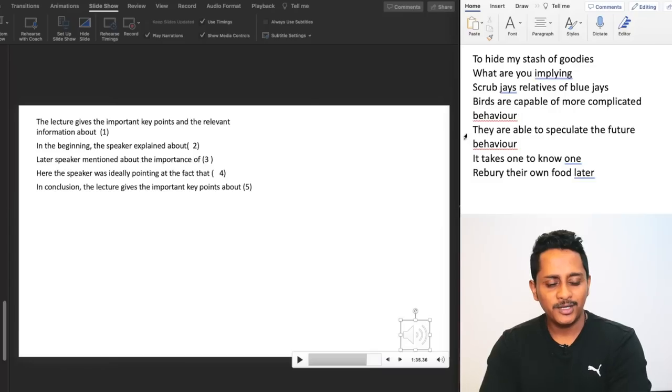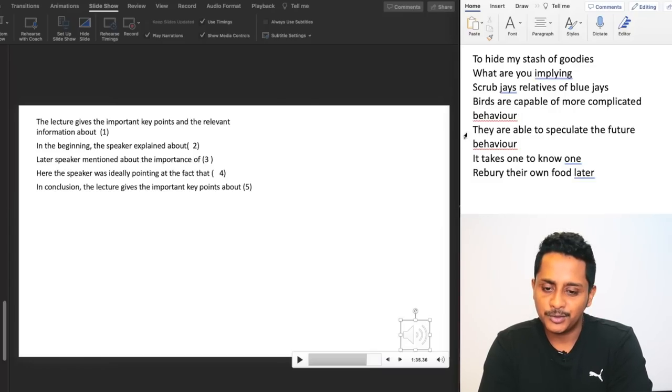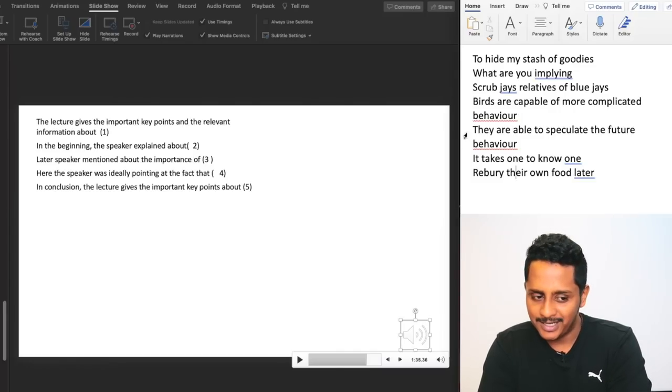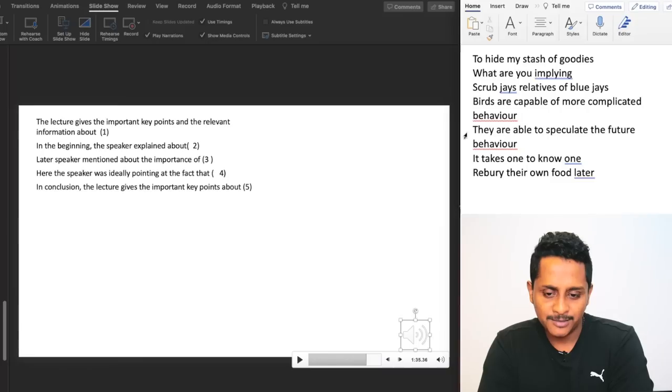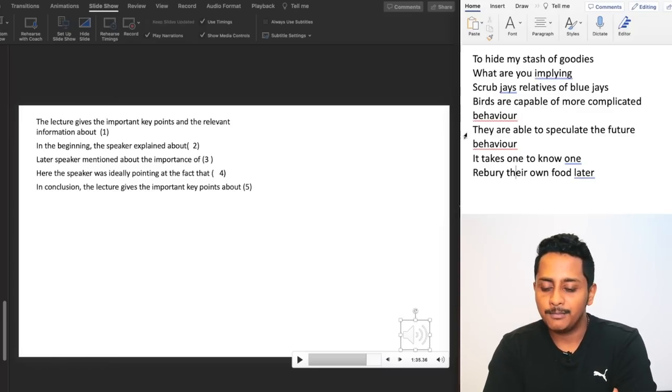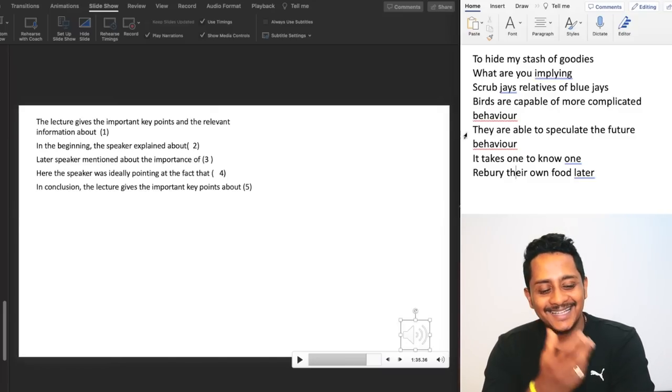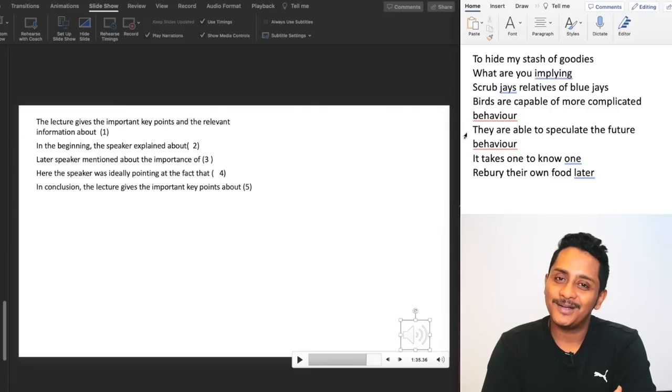The lecture gives the important key points and the relevant information about to hide my stash of goodies and what are you implying. In the beginning, the speaker explained about scrub jays, relatives of blue jays. Later, the speaker mentioned the importance of birds being capable of more complicated behavior. Here, the speaker was pointing at the fact that they are able to speculate about future behavior. It takes one to know one, rebury their own food later. In conclusion, the lecture gives the important key points about to hide my stash of goodies.